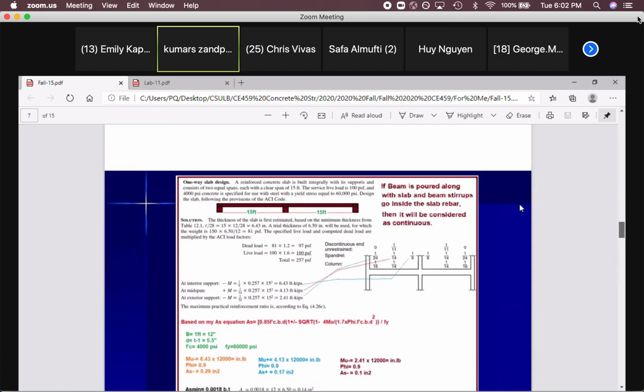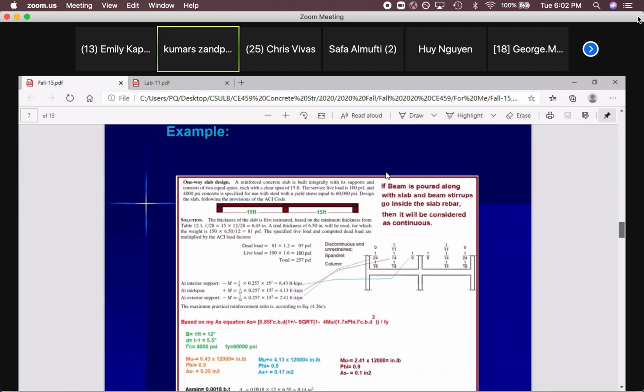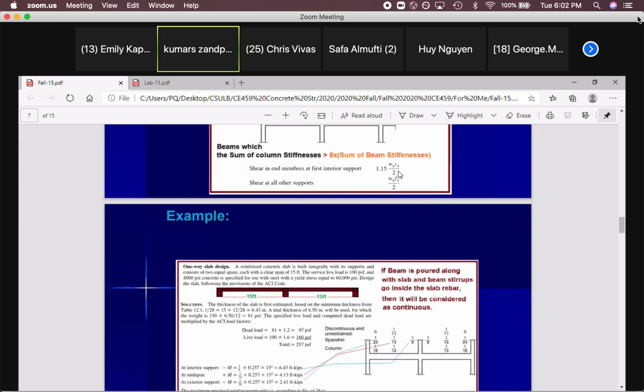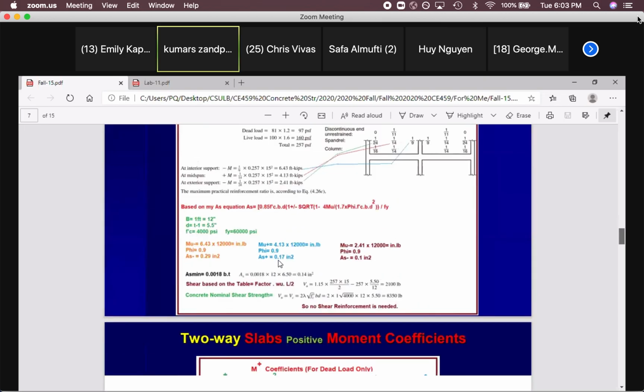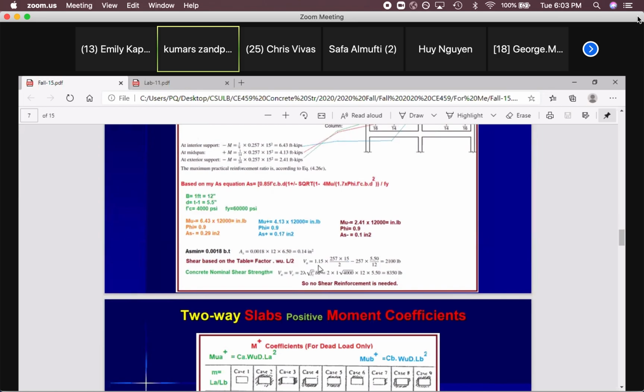Over here the factor is 1.15 times omega u ln divided by 2. I wrote that equation here again. Factor omega u L divided by 2. Factor was 1.15 times omega u, 257, that uniform load, span 15 feet divided by 2, minus D from face of the support. Shear D from face of the support means omega u times D divided by 12. That's always your equation. That's the shear from D from face of the support.